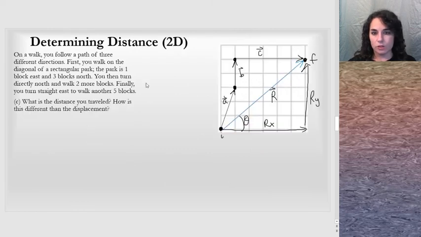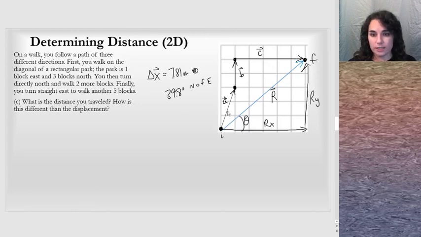There's another part of this question that I wanted to get to. What is the distance you traveled? How is this different than the displacement? So in the previous problem, we found the displacement vector, right? 7.81 meters at 39.8 degrees north of east, all right? That's what this is, okay? So let's calculate the distance.